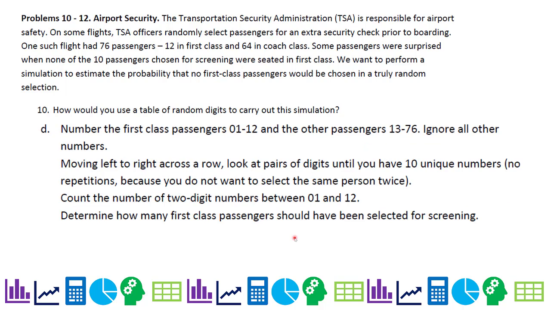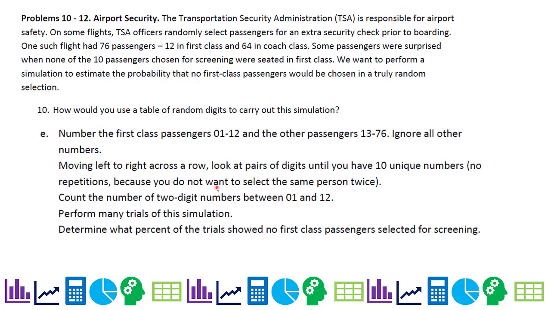Choice D, 0 to 12 and 13 to 76 looks good. Looking at left to right across the row, look at pair of digits until you have 10 unique numbers. This is nice. This is beautiful here, all right? Then count the number of 2-digit numbers between 01 and 02 and determine how many have been selected. This would be great for running one trial, but we actually need to run many trials if we want a simulation to figure out a probability.